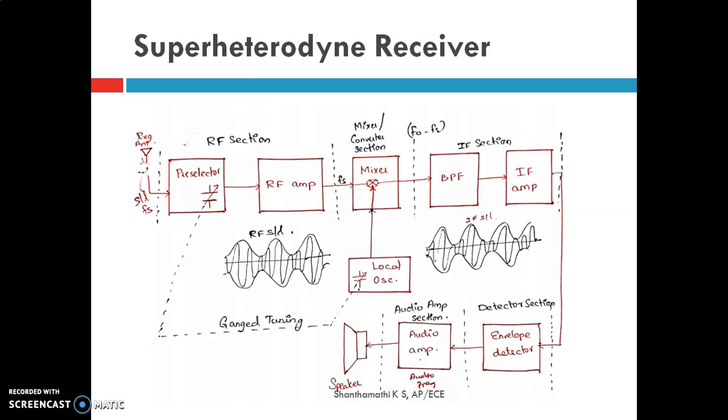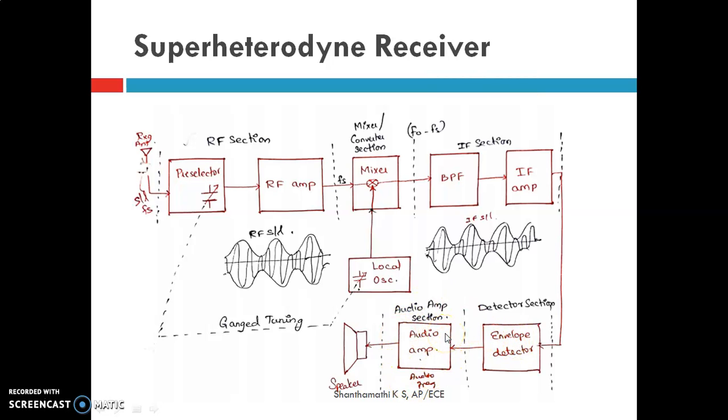Now we'll see the general block diagram of the superheterodyne receiver. First we have the receiving antenna. This is followed by the pre-selector, then the RF section, and then the mixer. It is followed by a bandpass filter, intermediate frequency amplifier, envelope detector, audio amplifier, and then the speaker. Here the mixer is connected with the local oscillator. The superheterodyne receiver comprises 5 sections. The first is the RF section, the second is the mixer section, the third is the IF section, the fourth is the detector section, and the last one is the audio amplifier section.